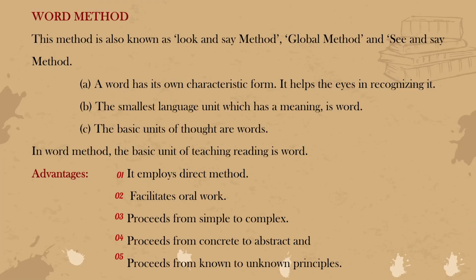Word method. It is also known as the look and say method, global method, and see and say method. It has its own characteristic form. It is the smallest language unit which has a meaning, and it is a word. The basic units of thought are words. The advantages of the word method are that it employs the direct method, facilitates oral work, and proceeds from simple to complex. It also proceeds from concrete to abstract and from the known to the unknown principles.